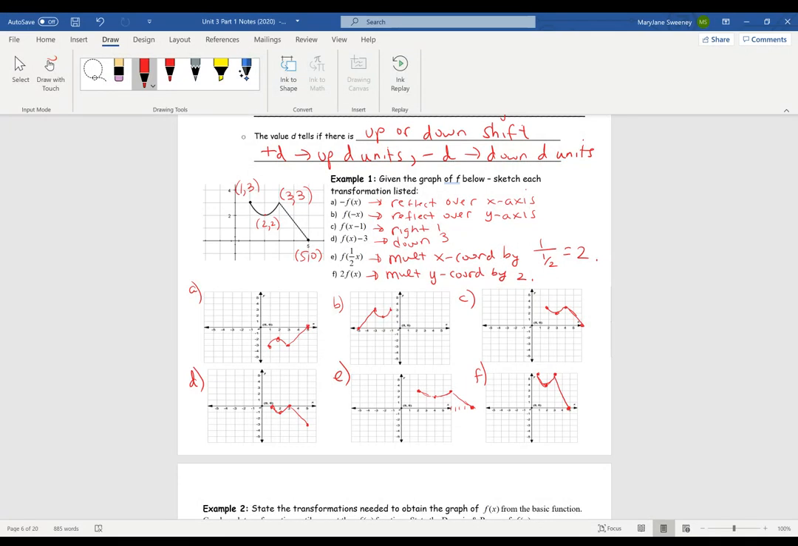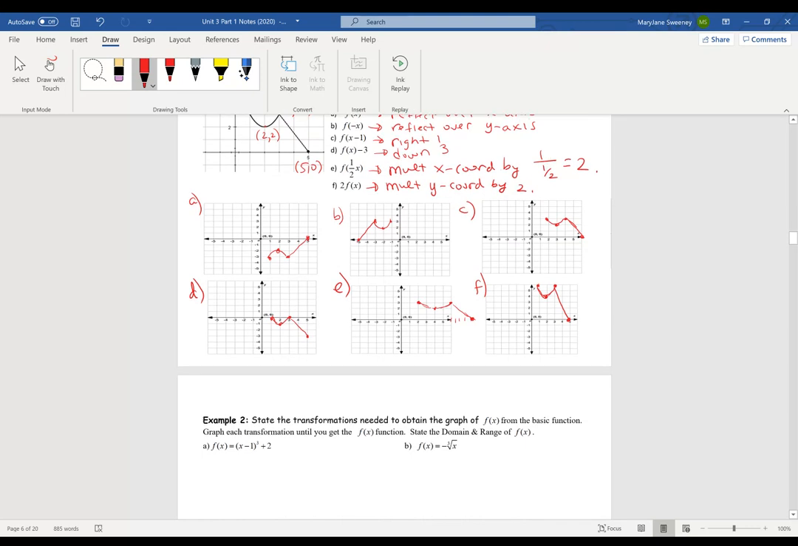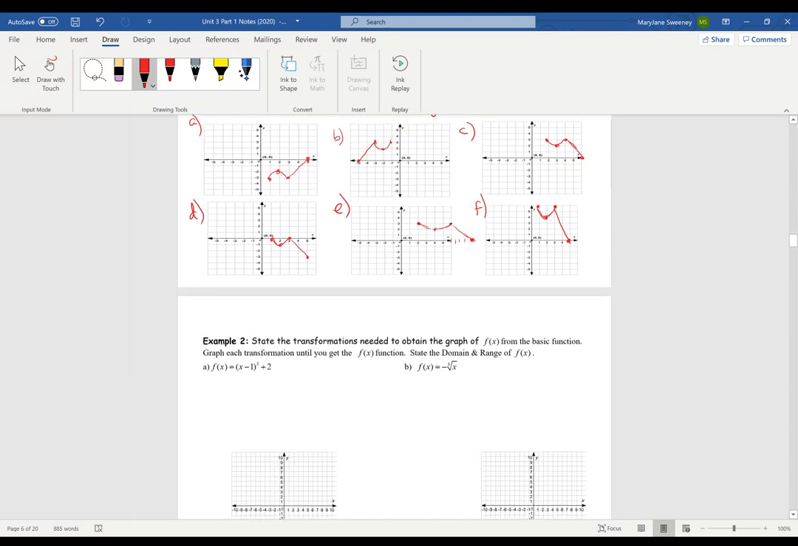So notice we said if we multiply the y's by something greater than 1, it vertically stretches the graph. And going back to E, we said if we multiply the x's by something greater than 1, it's a horizontal shrink, or sometimes people think of it, it pushes down on the graph and compresses it.